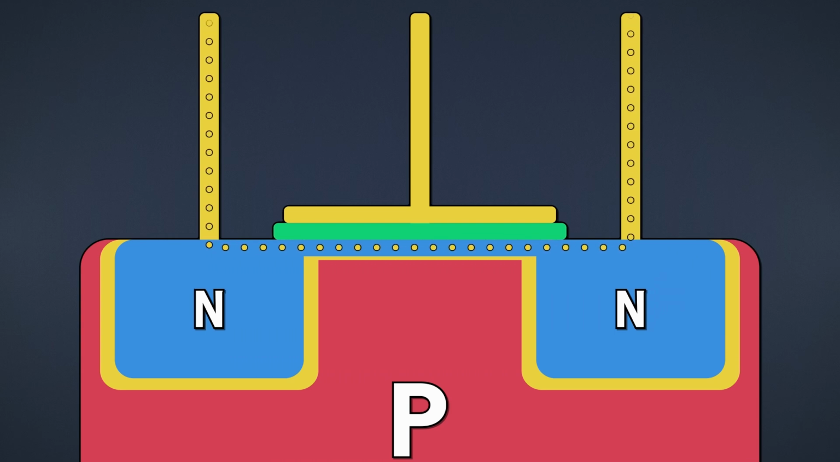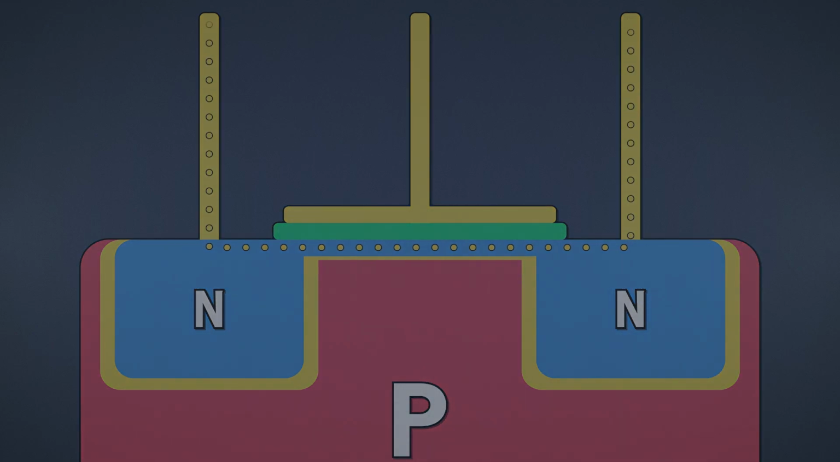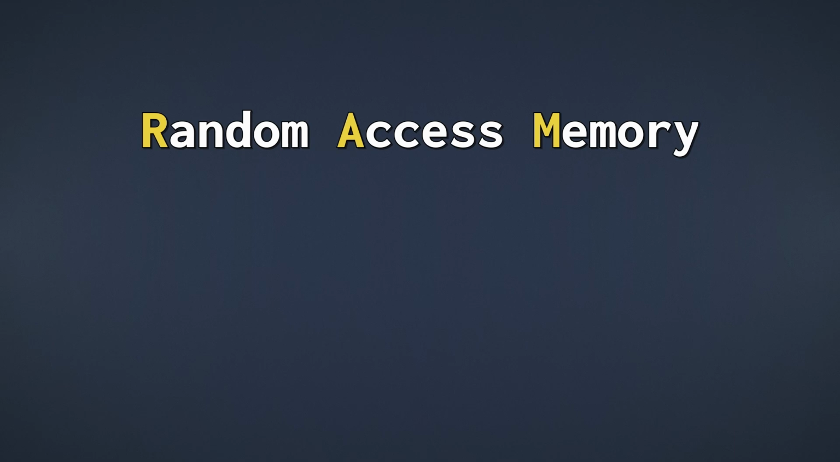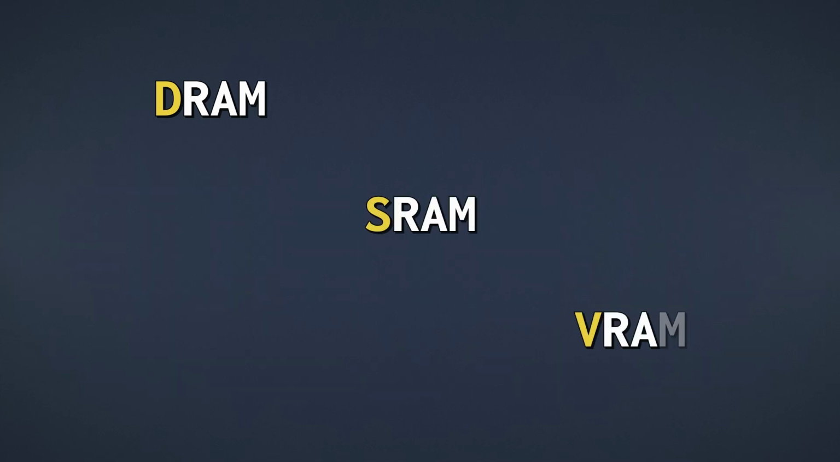That's our transistor. Now we're going to look at actual devices that use transistors to store binary numbers. RAM is short for Random Access Memory. Memory implies that it stores a bunch of numbers, and random access refers to the way we read and write these numbers. It comes in a variety of different forms, such as DRAM, SRAM, or VRAM. We're going to talk about these separately, but first let's look at what they have in common.